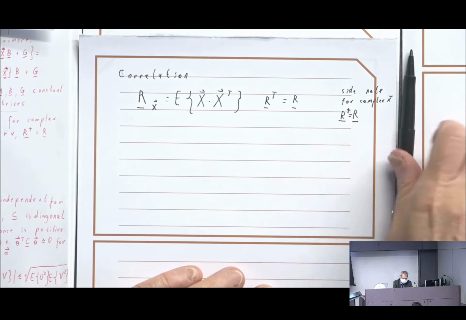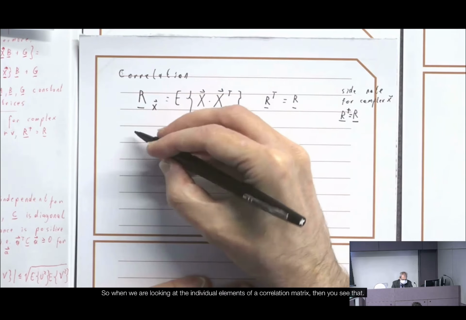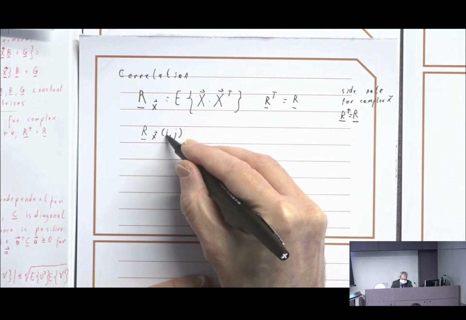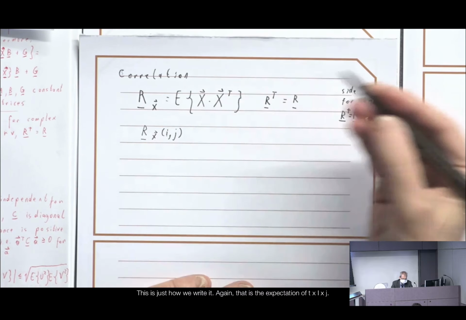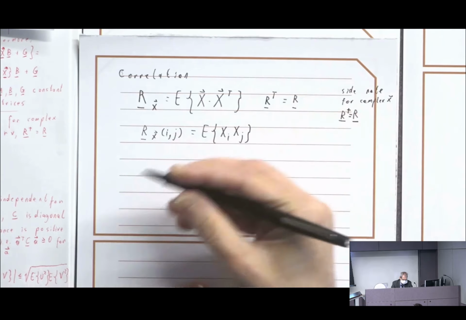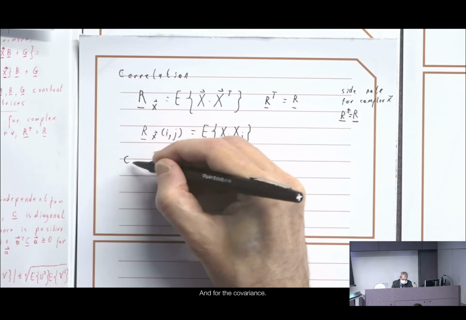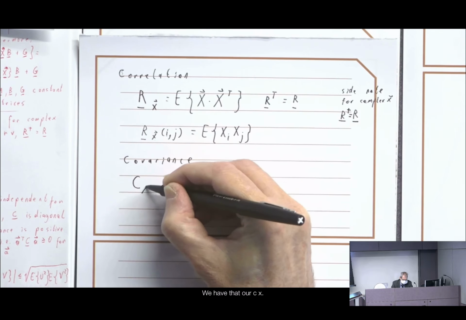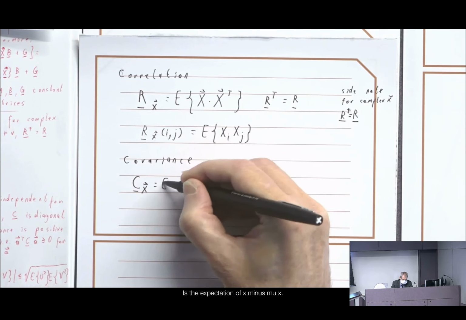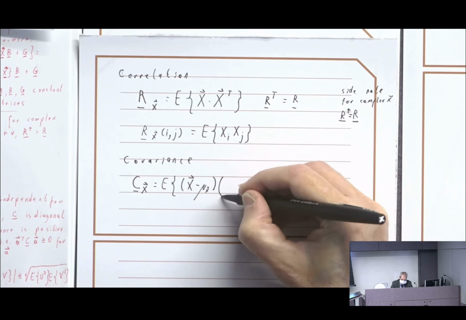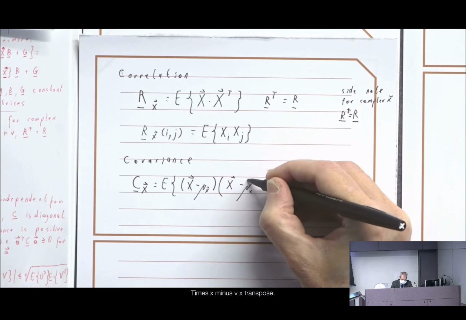When we're looking at the individual elements of a correlation matrix, the ij-th element of this correlation matrix, this is just how we write it again, is the expectation of X_i X_j. And for the covariance, we have that our C_X is the expectation of (X minus mu_X) times (X minus mu_X) transpose.